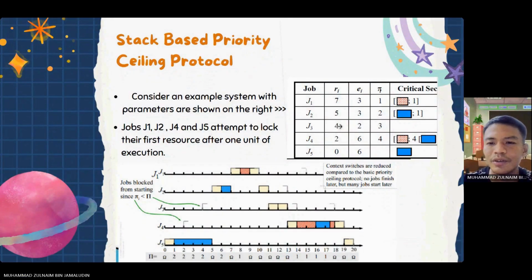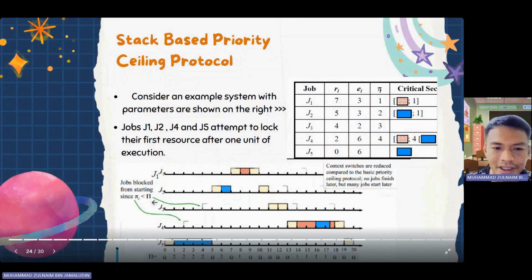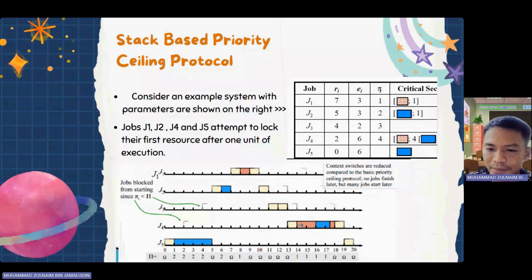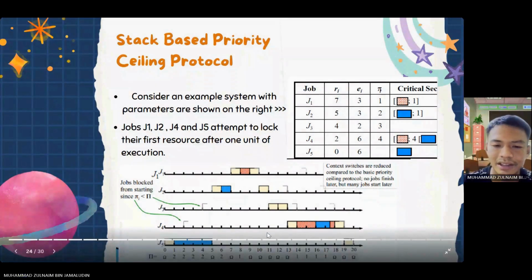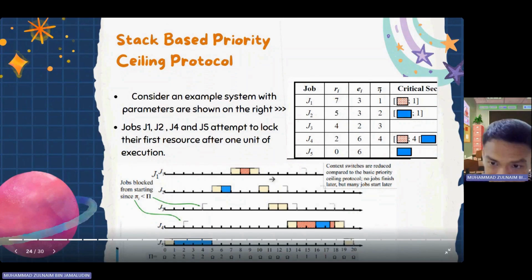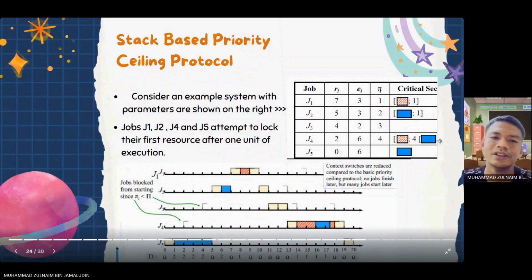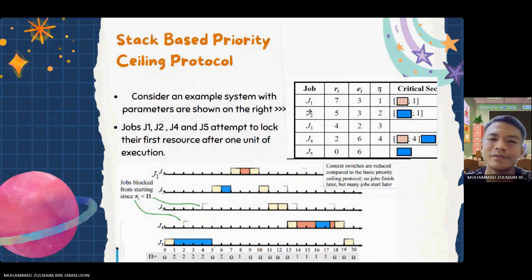We go to job 4. Job 4 is blocked from starting since the start is 2 for job 4. And then we go to the execution. We know the execution for job 4 is 6: 1, 2, 3, 4, 5, 6. So they have a critical section of 4, which is the critical section for job 4. Considering the start is 13, job 4 executes until 19. So job 4 is done. Then we go to job 5. Job 5 is 0 and 6. So the start is 0, and we go 0, 1, 2, 3, 4, 5, and then to 19 and 20. So job 5 is done at 20. So this is an example system with the parameters I showed on the right.